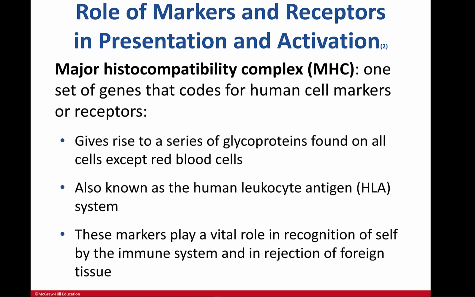And the way we screen is using the major histocompatibility complex, which is a series of proteins that are unique for us. And there's a set of genes that code for these. They give rise to a series of sugar proteins, glycoproteins, found on all cells except red blood cells.